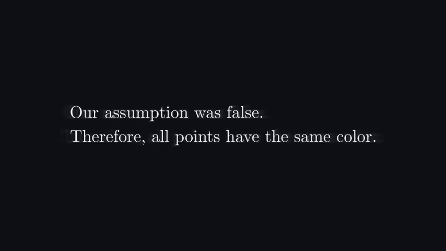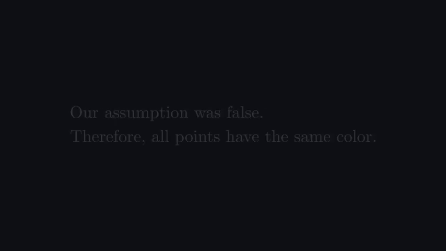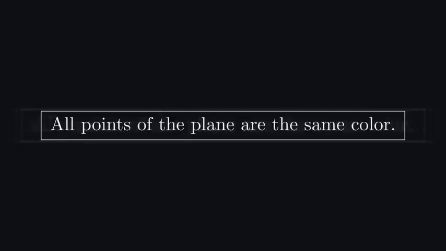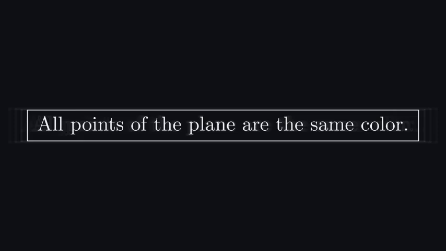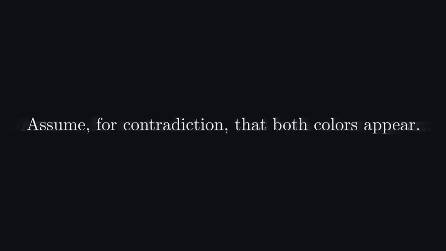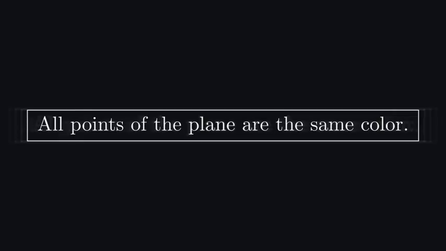Therefore, all points have the same color. Our assumption that both red and green points exist must be false. Therefore, all points in the plane must have the same color. This proves the result. Here is the full proof written cleanly. This framed result is the final answer for the question.